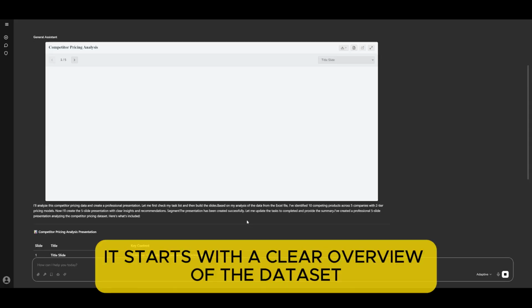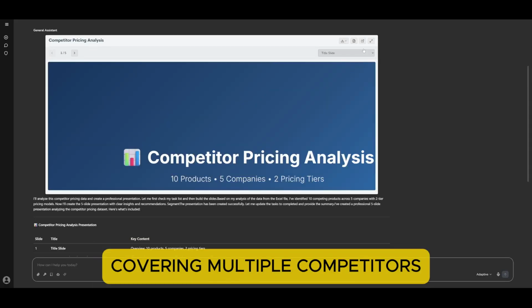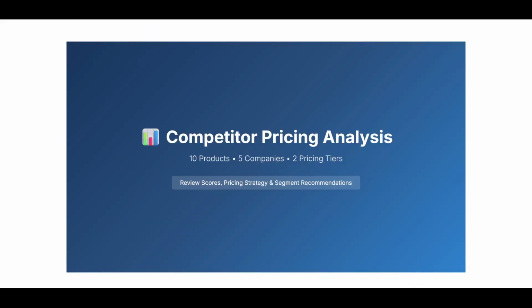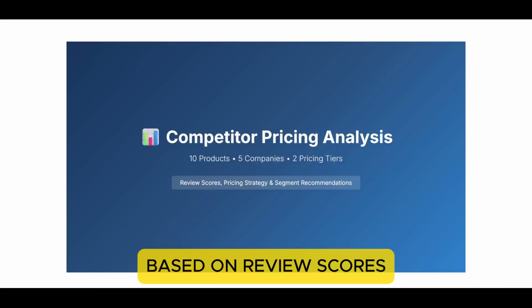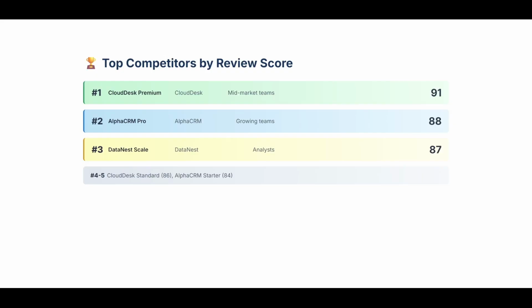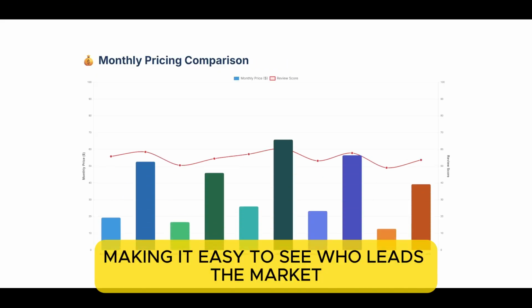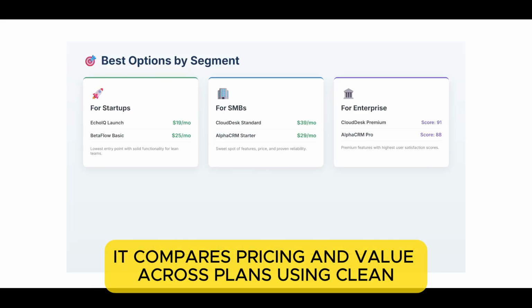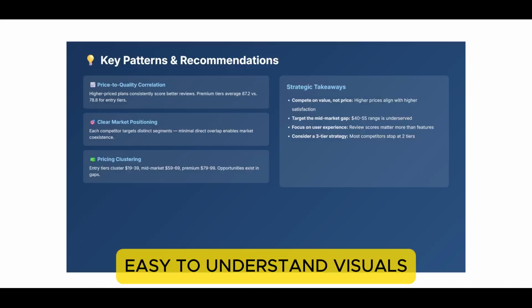It starts with a clear overview of the dataset, covering multiple competitors, pricing tiers, and key context. Then it highlights the top performers based on review scores, making it easy to see who leads the market. Next, it compares pricing and value across plans using clean, easy-to-understand visuals.